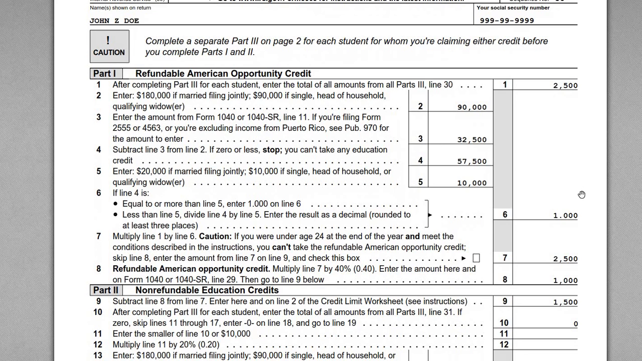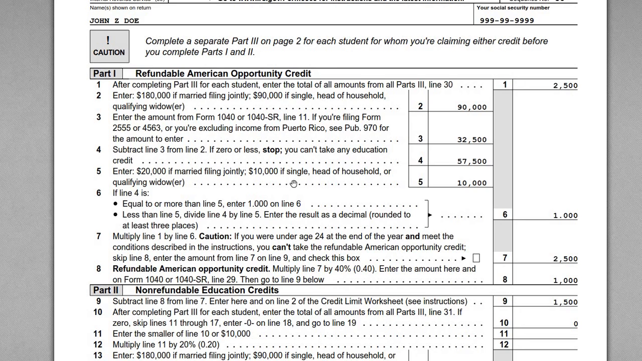Now in lines 2 through 5, what they're trying to do here is compute any phase outs. If your income is too high, you're not going to be eligible for this tax credit: $180K for married filing jointly, $90K if single or head of household. In our case, John earns $32,000 a year, so he falls well below this threshold. As we compute the rest of these fields, $32,500, that's his income for the year.